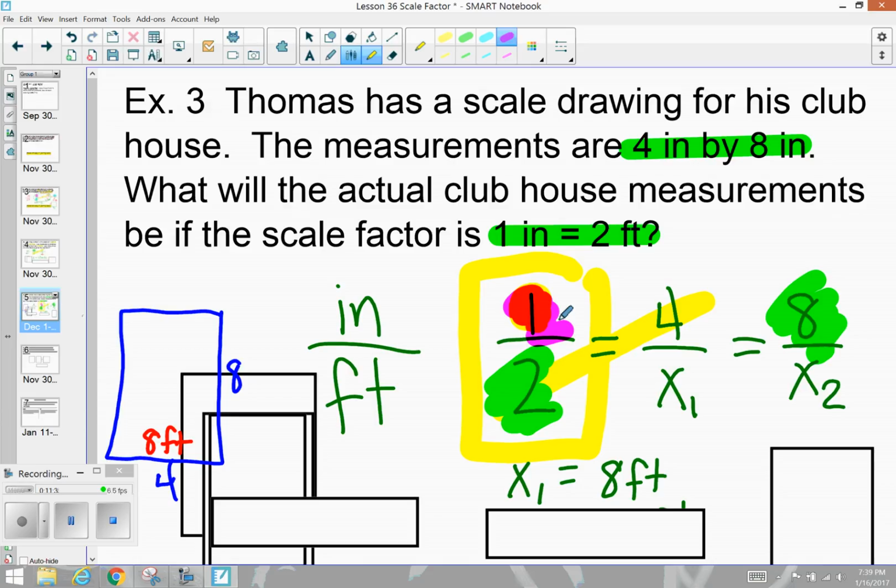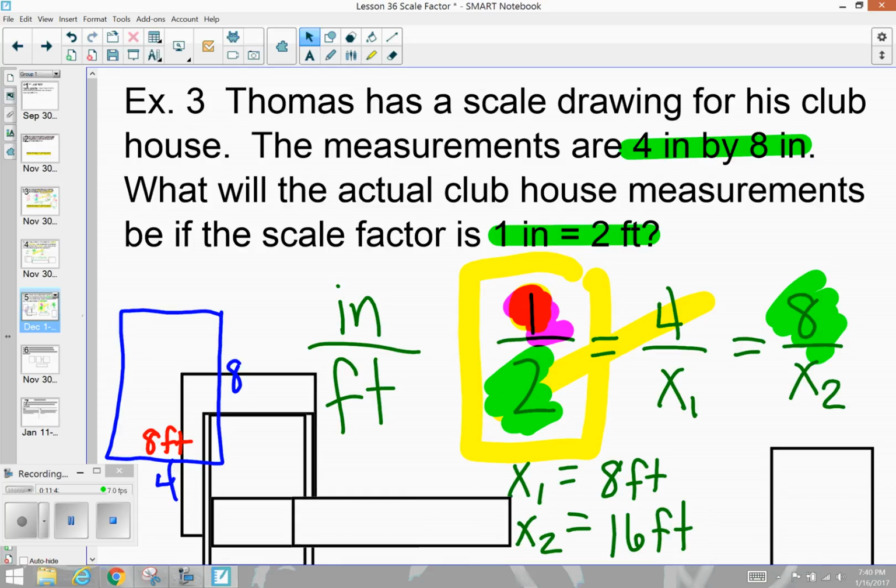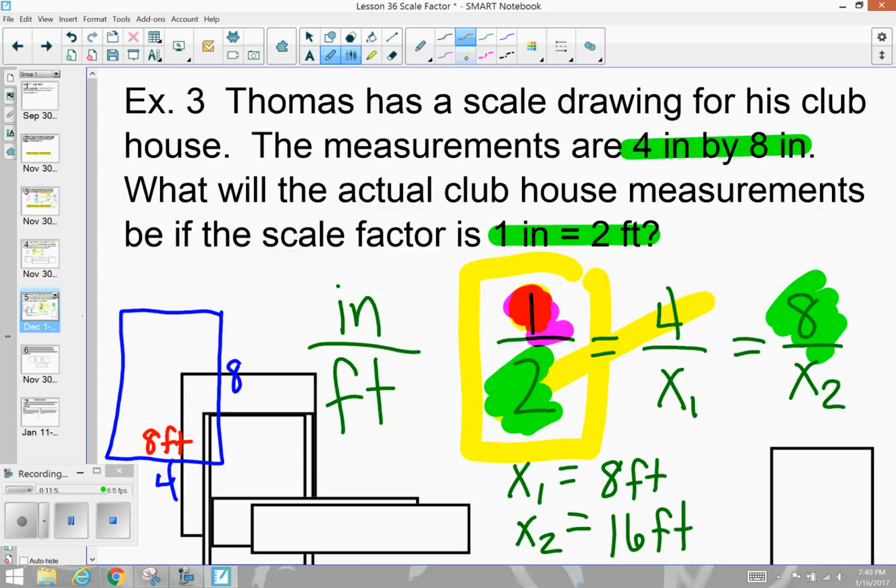All right. And how much will this length be for this second one? Use your calculator to find out. You should have gotten that the length of our second one is 16 feet. Very good. So let's go back up to our scale drawing, and we know that this is going to be actually a 16-foot length right there.